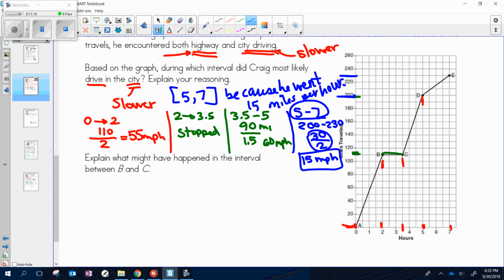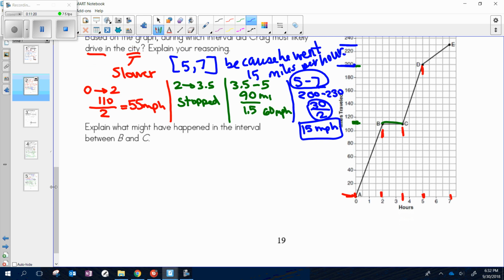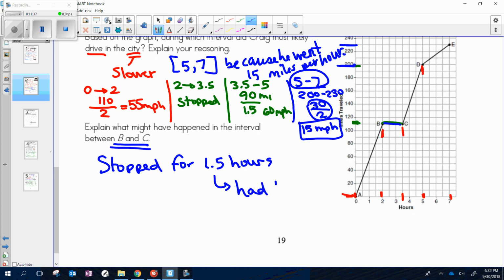The work that I showed also is part of an explanation, but you have to have some words there to explain. And the last part of the question, explain what might have happened in the interval between B and C, and I kind of already hinted at this. I'm going to say he stopped for 1.5 hours, and you can make up any reason you want to. I'm going to say maybe he had lunch.